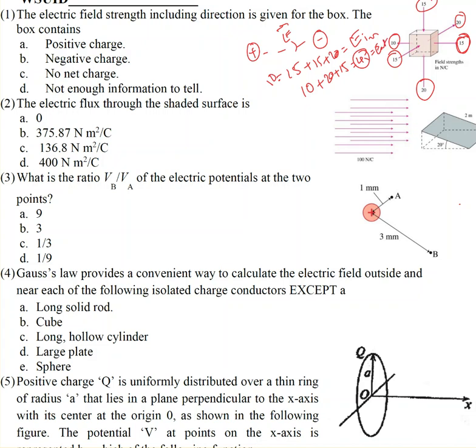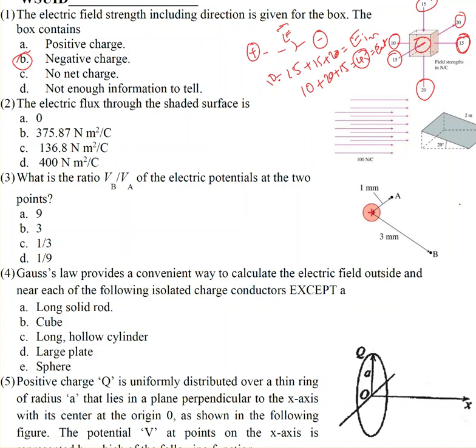Okay, so more electric field is going in compared to electric field coming out. So for sure this box must have a negative charge. Okay, then only the net electric field is going in into the box.